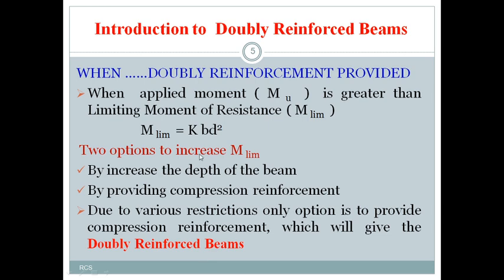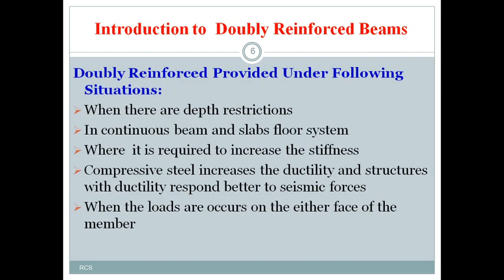I hope you understood. When do we go for a doubly reinforced beam? Just blindly you can say, when Mu is greater than Mu limit, then we have to increase the depth, or provide extra reinforcement. That extra reinforcement should be provided in the compression zone. Now we have provided reinforcement in compression as well as tension, so the beam becomes a doubly reinforced beam.